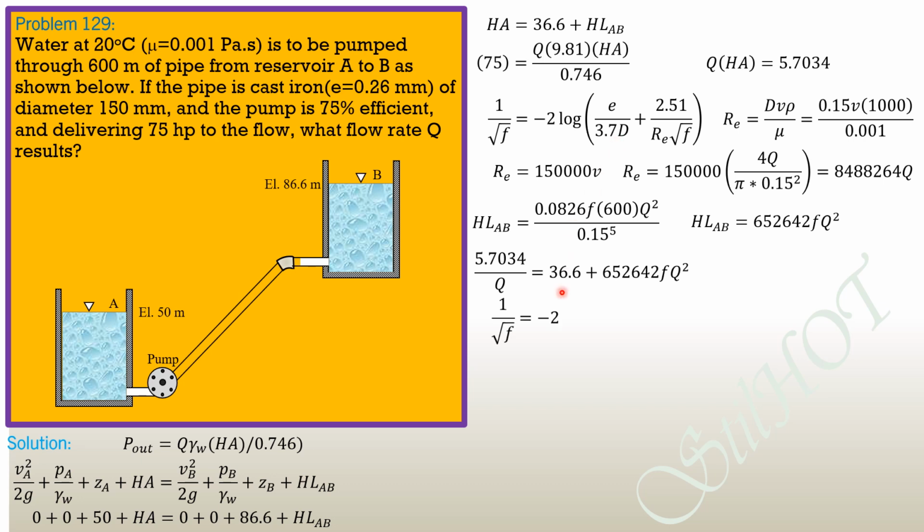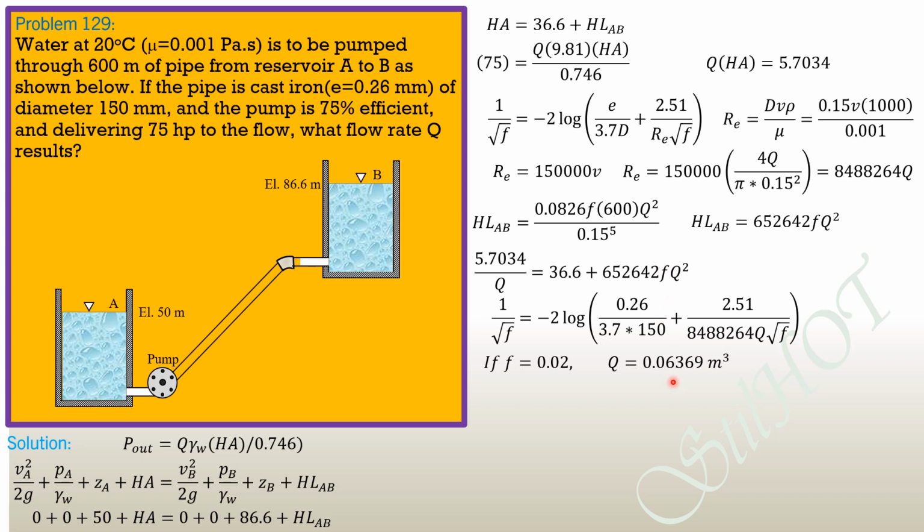So 1 over square root of F equals negative 2 log of 0.26 over 3.7 times 150 mm plus 2.51 over Reynolds number 8488264 Q, times square root of F. So again, we set the value of F at 0.02. Then in this equation here, we estimate Q. So if F is 0.02, substitute into this equation, we can compute Q: 0.06369 cubic meter per second. Then let's check if the left side of the equation is equal to the right side.